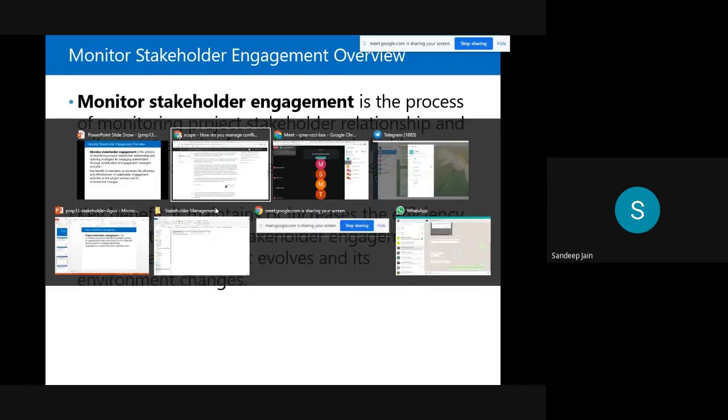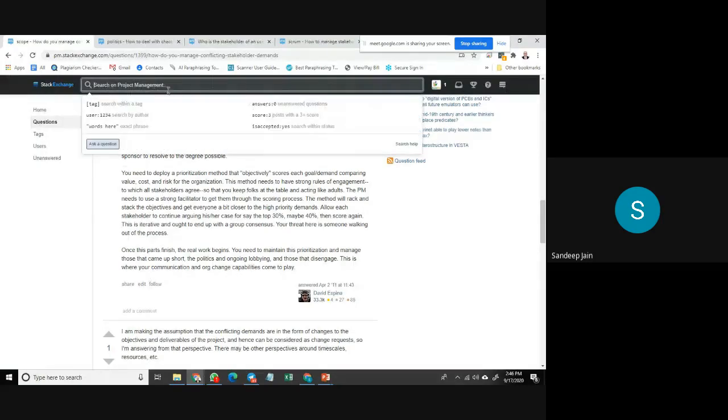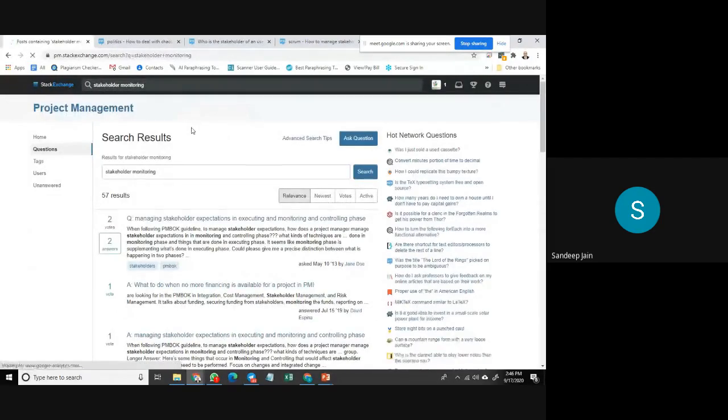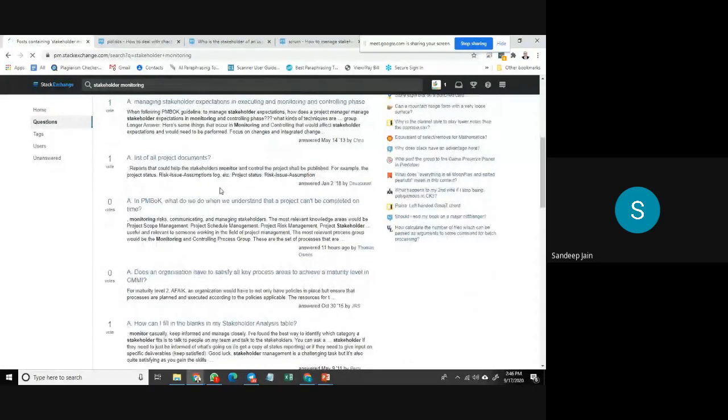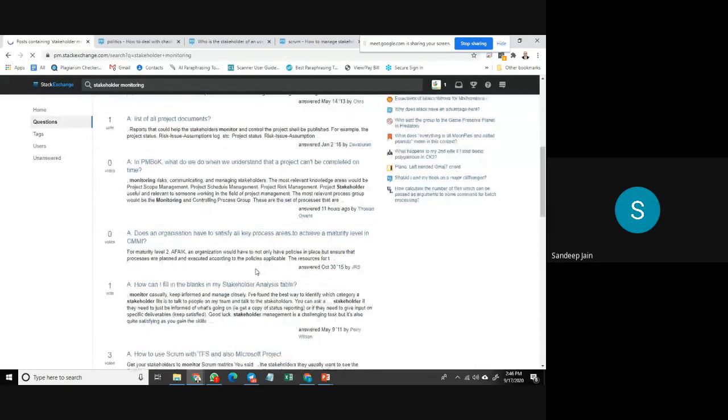And let me see if I can find something out here. Stakeholder monitoring. No, I don't think we will find anything with this. Monitoring is a word which is PMBOK specific.